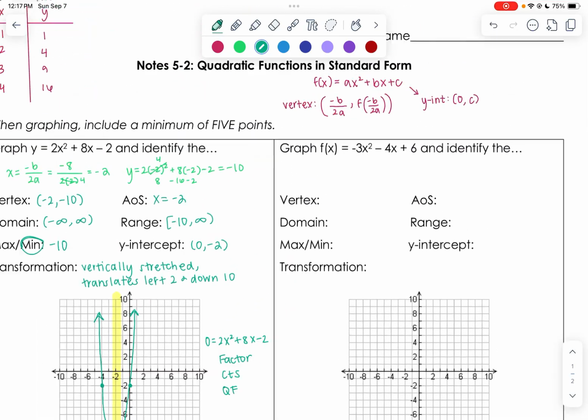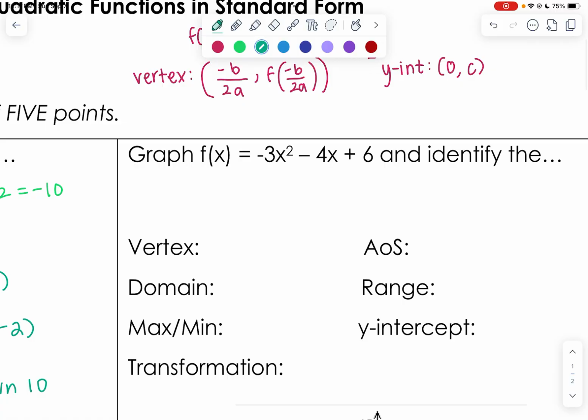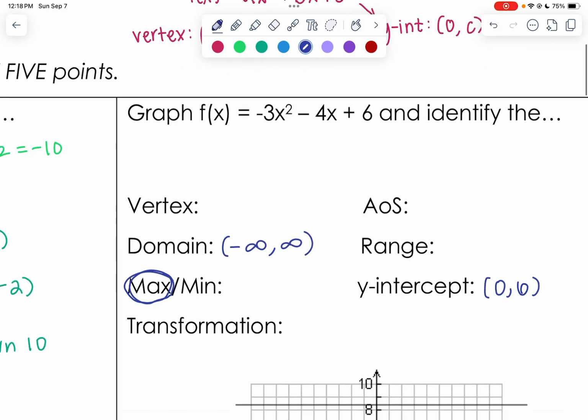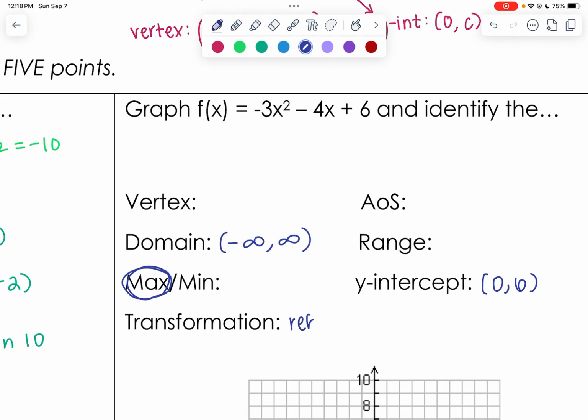Okay, taking a look at this next one in standard form, I can see from this plus 6 that my y-intercept is going to be at 0, 6. I can see that A is negative, so my parabola is going to open down, which means that I have a maximum. And I know my domain is going to be from negative infinity to infinity. That negative is going to reflect it, so I can also go ahead and write reflects over x-axis because it's opening down. And then the 3 is going to make it vertically stretched.